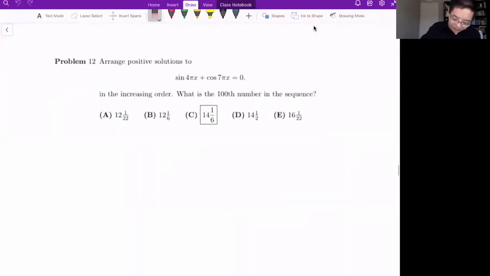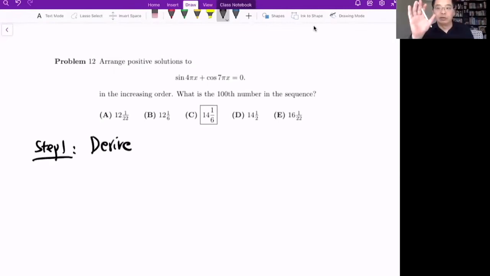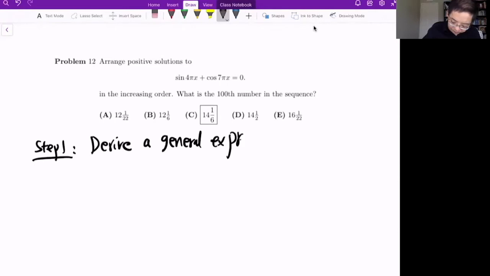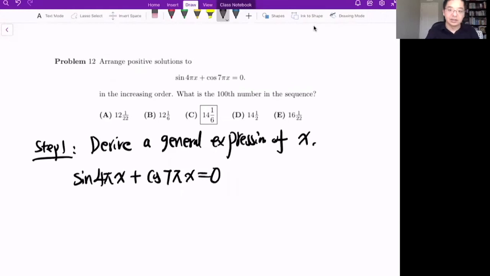So step 1, I'm going to derive a general expression of solutions to this equation, because this equation itself has infinitely many solutions. So I'm going to derive a general expression of the solution x. All right, so let me copy down the equation here: sine 4 pi x plus cosine 7 pi x equals 0.